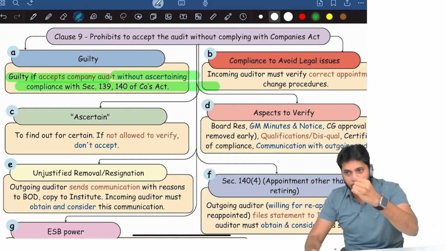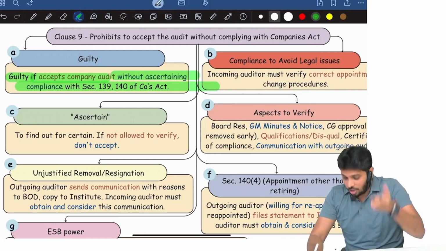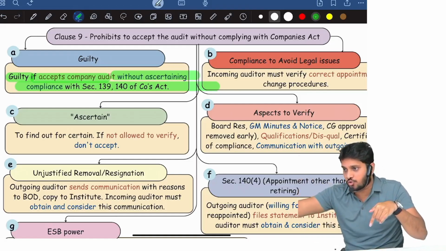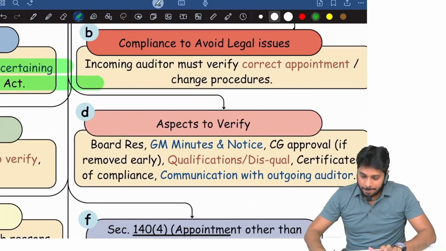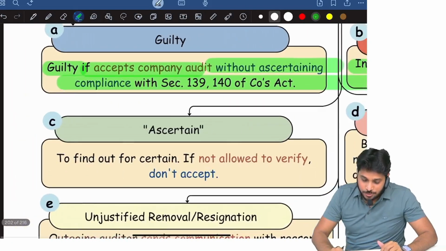You are aware of all the complications involved. So when somebody appoints you for any work, you need to legally see whether you are eligible to do it. Not only for company audits here, this clause can be adapted and applied for all other scenarios also. Understood? Next. Incoming auditor must verify correct appointment or change procedures.